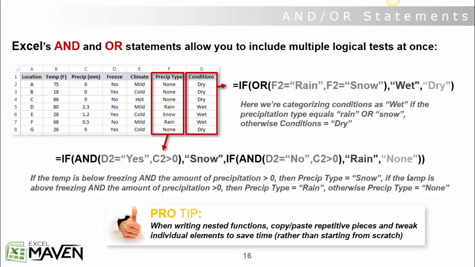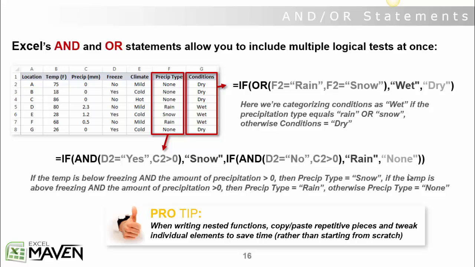If you just think about it for a minute, there's no way to define snow, rain, or none based on just a single field, because it's a function of two things, the temperature and the amount of precipitation. So if nothing's falling out of the sky, precipitation type will always be none. If precipitation is greater than 0, meaning something is coming out of the sky, we need to know if the temperature is above or below freezing to understand whether that is rain coming down or snow coming down. So that's where the and or statements come into play. It's when you need to include multiple logical tests that are based on a number of different criteria or variables.